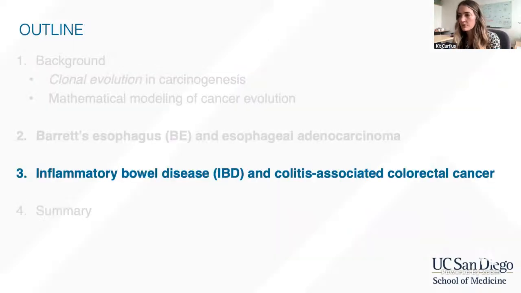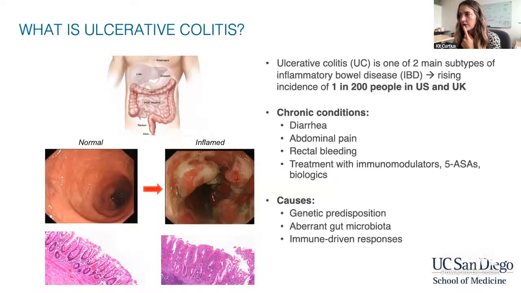Okay. So moving on to IBD for the final part of the talk. Ulcerative colitis is one of the two main subtypes of IBD that we study in the lab, and the incidence is about 1 in 200 people. What happens for these patients with colitis is that they have uncomfortable chronic conditions like diarrhea and pain and bleeding. They're often treated with immunomodulators, biologics or 5-ASAs.